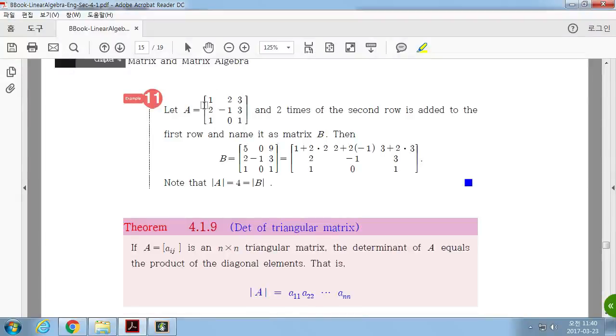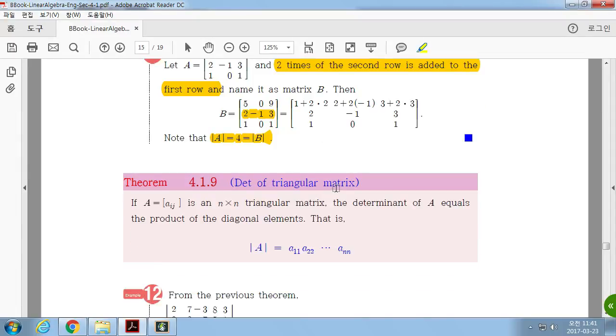As you see here, if A is a matrix, then 2 times the second row is added to the first row, and then this will be that matrix. Okay. 2 times the second row added to the first row, then you will have this matrix. Then find the determinant, and you will see the determinant is exactly the same as before.